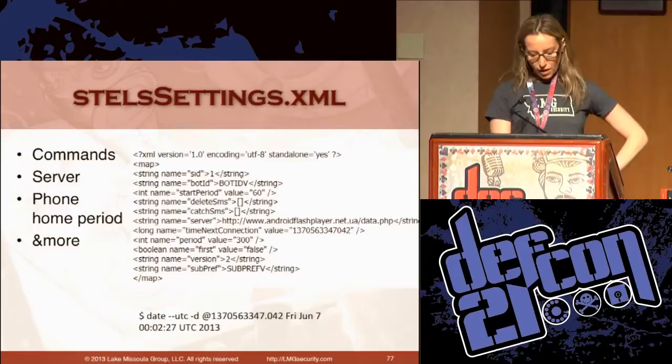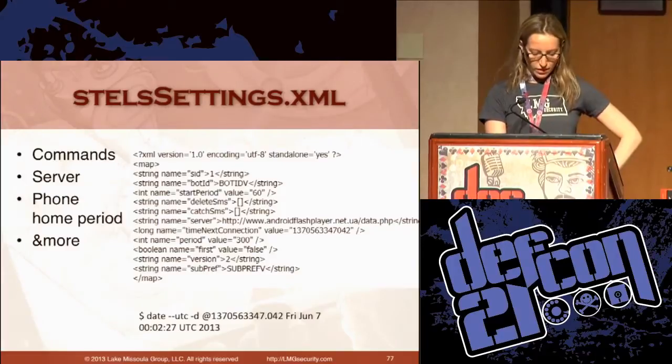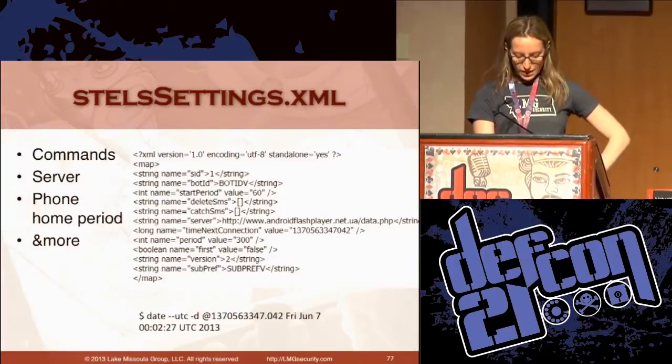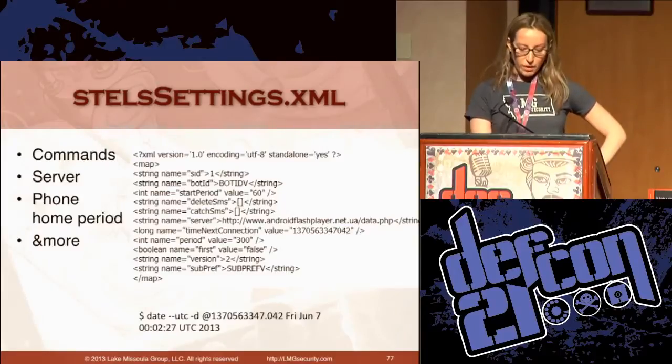We found a file called Stealth Settings XML, which appeared to contain malware configuration settings. As you can see from the configuration file, each bot is assigned a bot ID. This allows the bot herder to manage the bots under their control. The server listed is the command and control server that instructs the bot where to phone home to. The period value of 300 seconds or 5 minutes is the initial phone home interval. This tells the bot to phone home every 5 minutes.